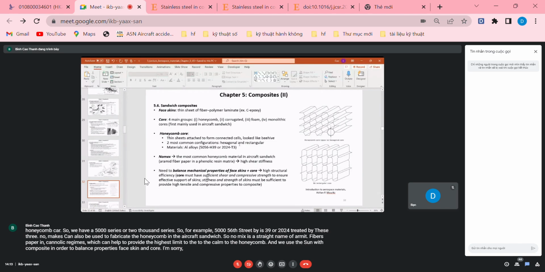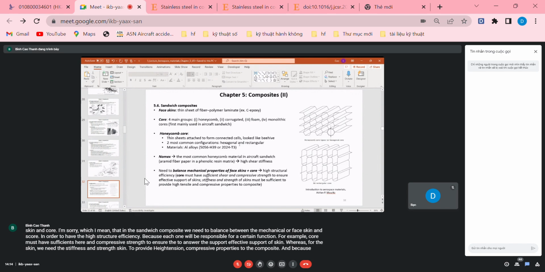What I mean is that in the sandwich composite, we need to balance the mechanical properties of face skin and core in order to have high structural efficiency, because each one is responsible for a certain function. For example, the core must have sufficient shear and compressive strength to ensure effective support of the skin. Whereas for the skin, we need stiffness and strength to provide high tensile and compressive properties to the composite.